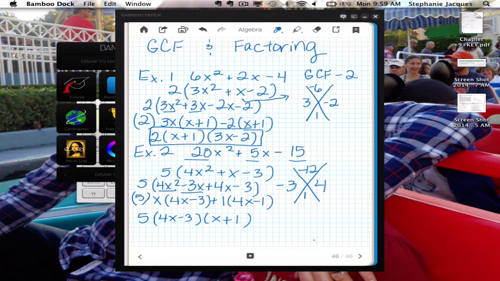So that's the simplest form of doing those. We may look at some more complicated ones as we move along.